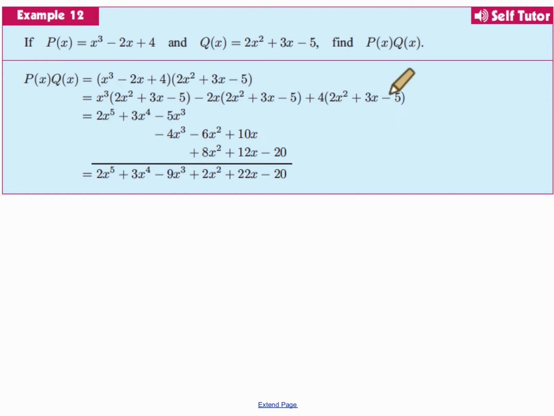Let's see, multiplying polynomials, p of x times q of x. This is a long way, and the reason I'm even making this video is to show you a very nice, quick way to multiply polynomials. But multiplying polynomials is just taking every term in the first polynomial and multiplying it by every term in the second polynomial, and then simplifying.